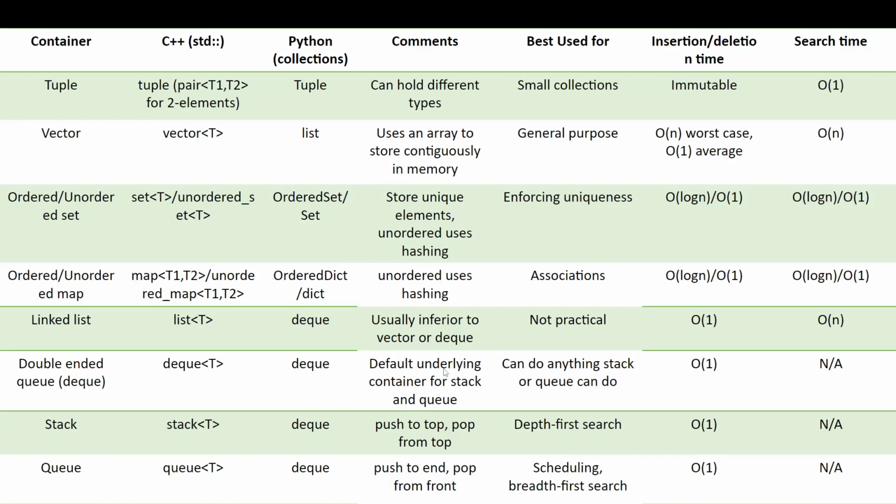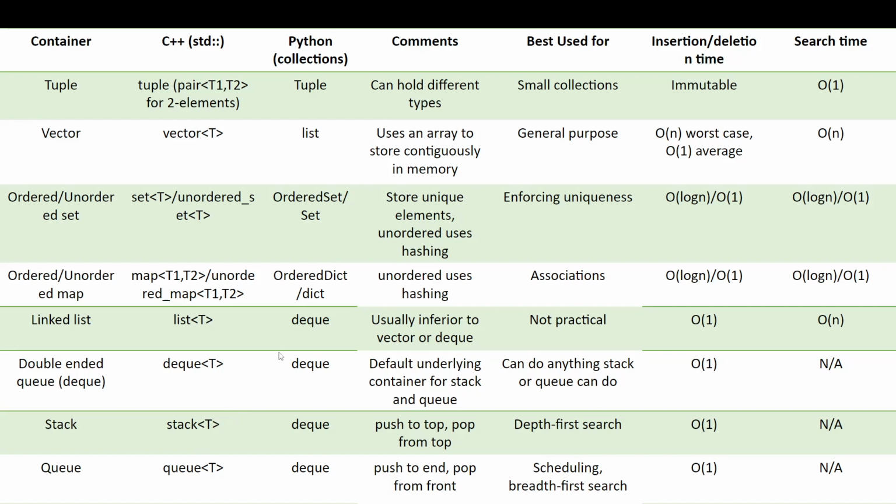And a double-ended queue can do anything a stack or queue can do, but the stack and queue classes in C++ just give you the API to restrict the stack so that you can only push and pop from the top, and for the queue you can only add to the back and remove from the front. So it's more of a convenience that restricts you so that you avoid errors.